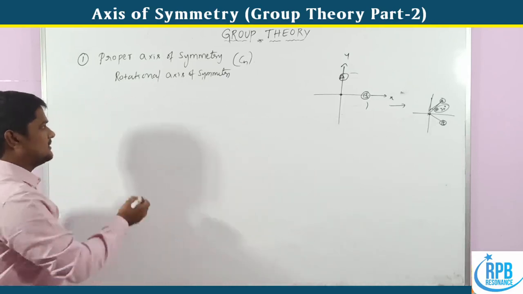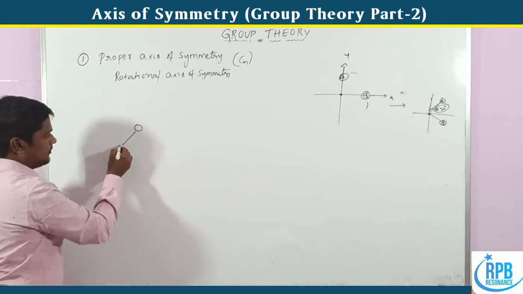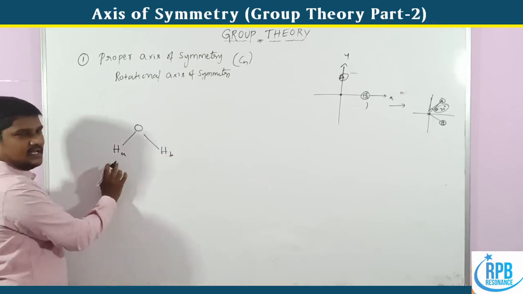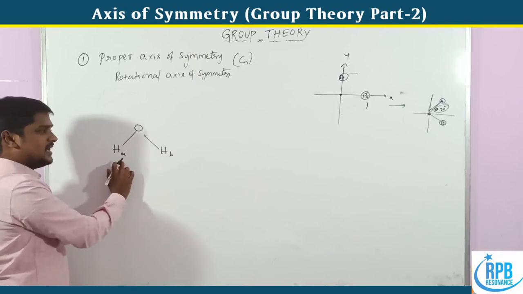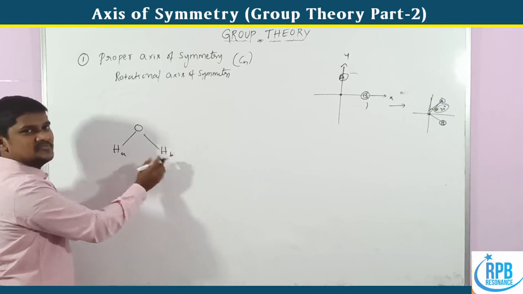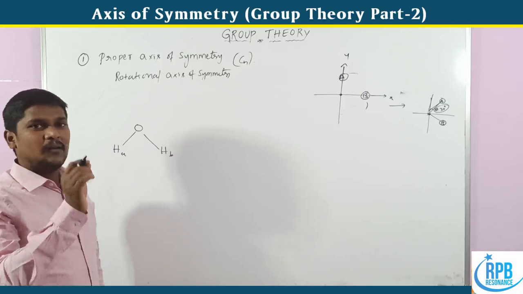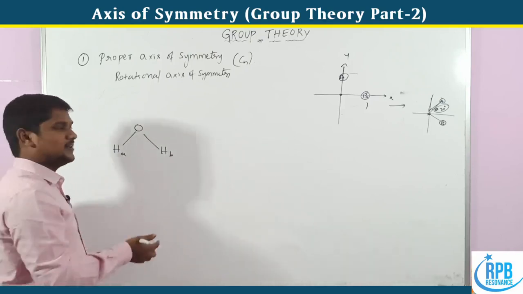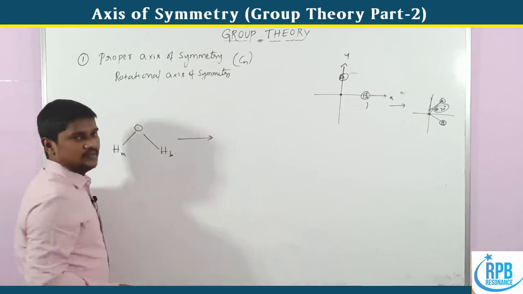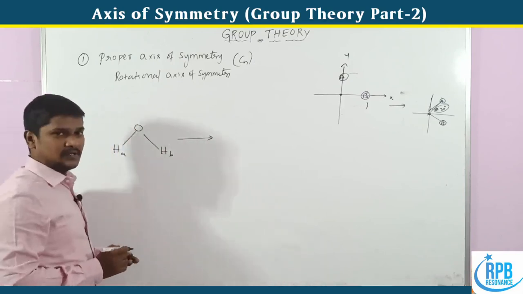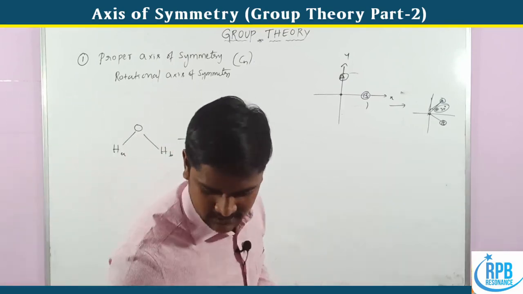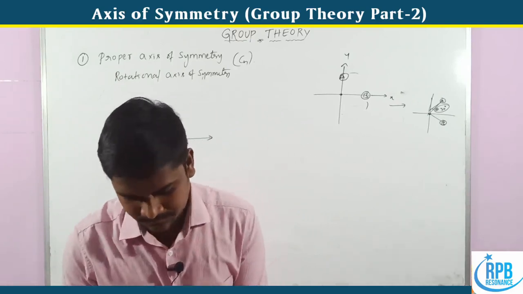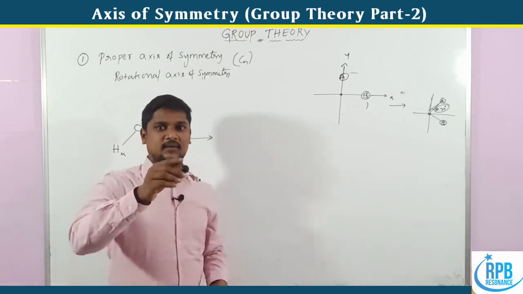The best example is the water molecule, O, HA, HB. HA is replaced by HB, similarly HB is replaced by HA at a particular angle of rotation. That particular angle of rotation is nothing but a Cn axis of symmetry. So here is the water molecule. For better understanding, I will go with a molecular representation.